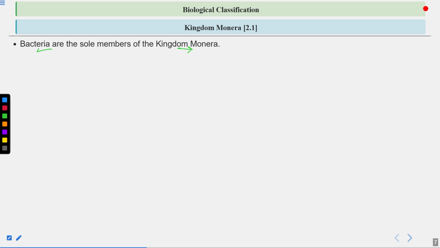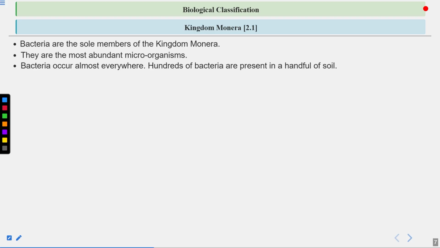So bacteria, which are prokaryotes, are the sole members of the kingdom Monera. Okay, they are the most abundant microorganisms. They are present everywhere. Clear? They are present in hot springs also. They are present in very cold temperatures also. They are present in deep oceans also. Clear? So bacteria occur everywhere.